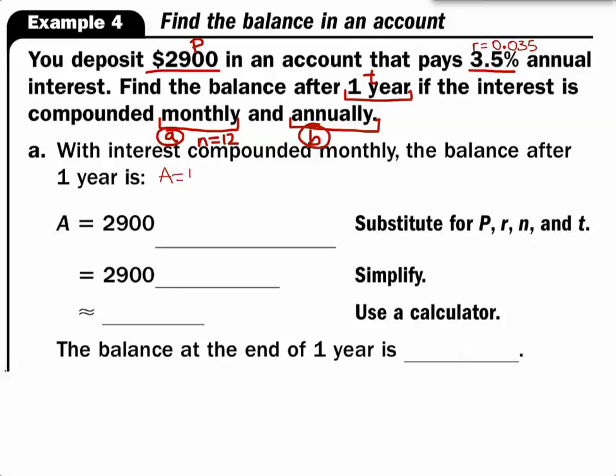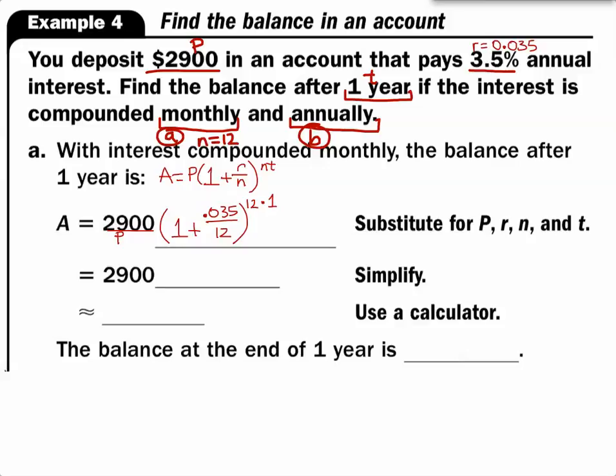A equals P in parentheses 1 plus R over N to the NT. This is how all exponential numbers work here. And so A equals 2,900. That's the P. Then parentheses 1 plus R, which is 0.035 over 12, end parentheses, to the 12 times T. T is 1 in this case because they asked about 1 year.